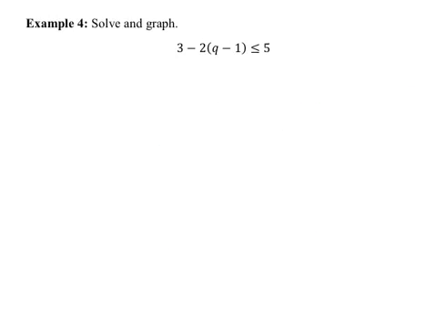Alright, number 4 says 3 minus 2 times the quantity q minus 1 is less than or equal to 5. The first time we've seen a less than or equal to or greater than or equal to sign, right away remember that just means close the circle or shade in the circle as well to indicate that it's part of the solution set. So here, we can start by distributing.